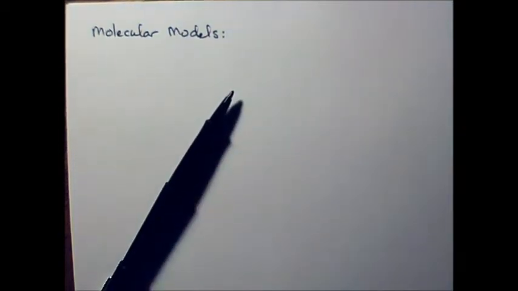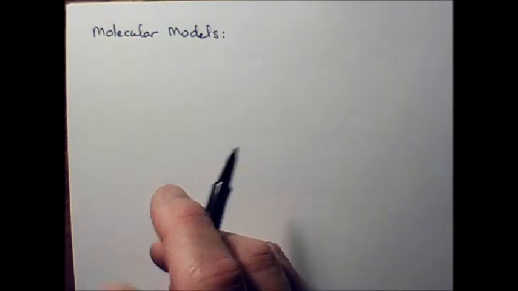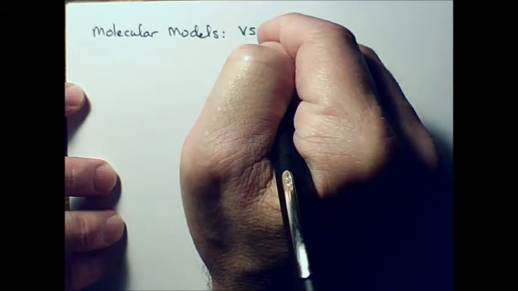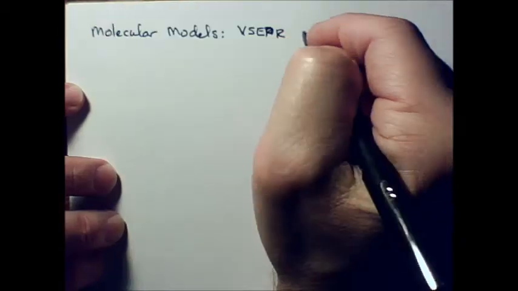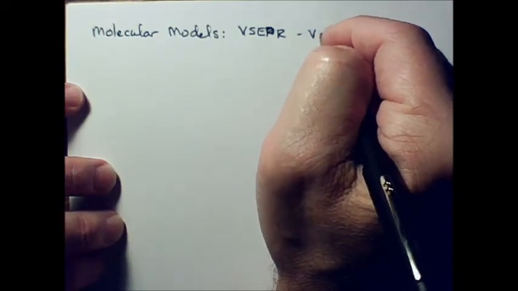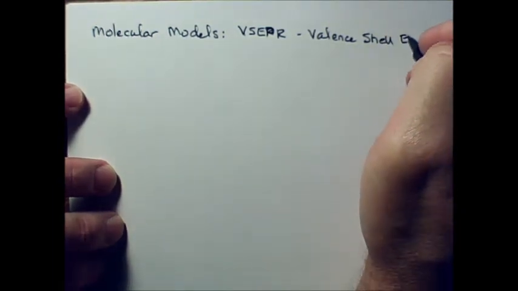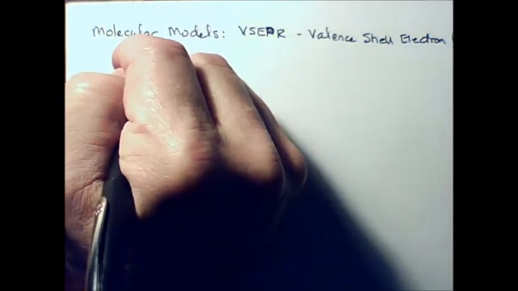What we're going to be doing today is looking at how molecules form the shapes they form. And so what we're dealing with is something called VSEPR. And that stands for valence shell electron pair repulsion.